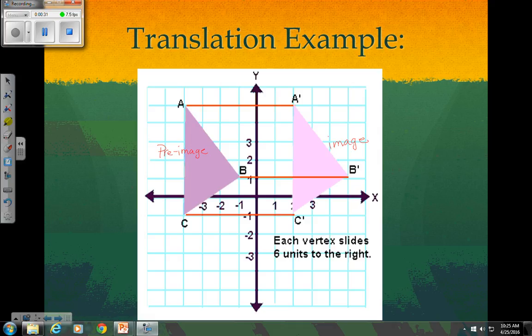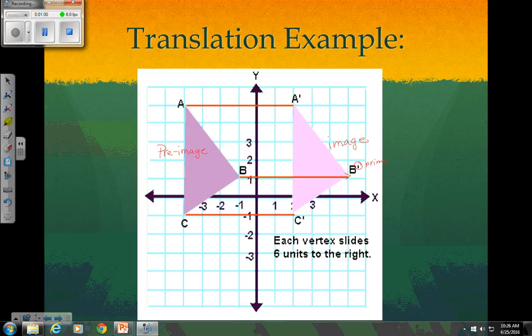As you can see, this is a very simple translation where we are moving our pre-image 6 units to the right. We call our pre-image ABC, and we call our image A prime, B prime, C prime. These little apostrophes, we call it the word prime, but it just means that that's what you ended up with. Your pre-image is what you start with. Your image is what you end up with when you do a translation.